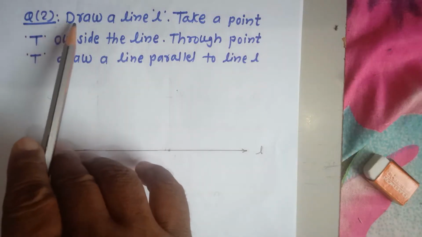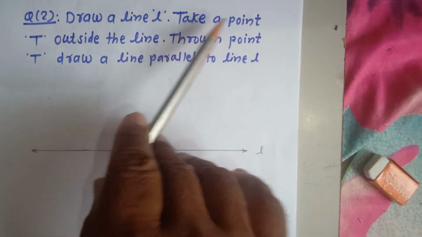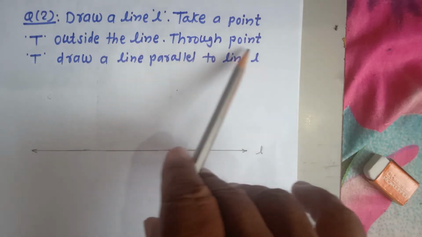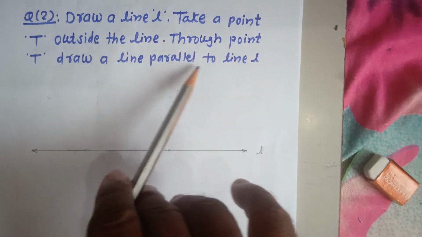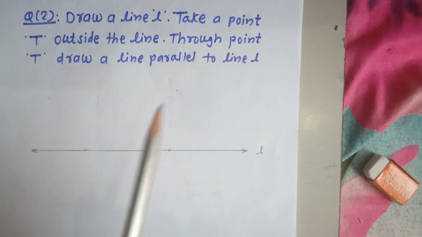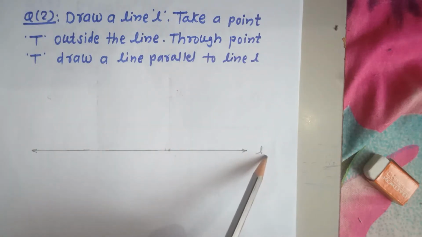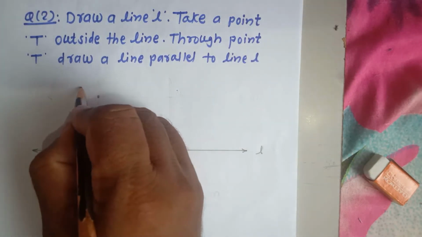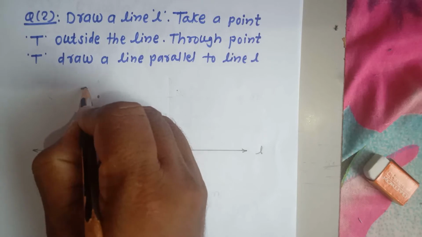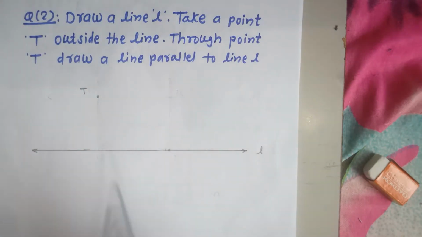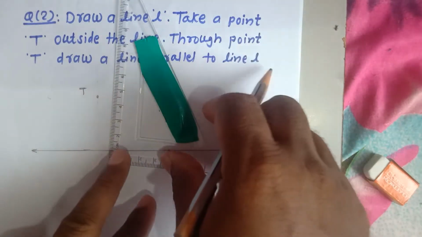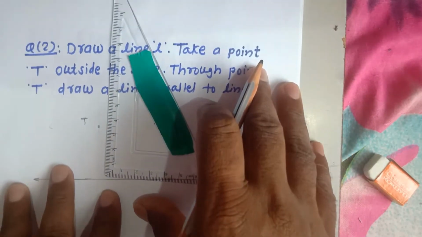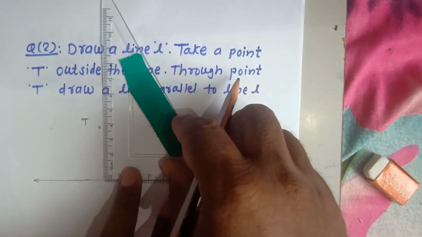Question number 2. Draw a line L. Take a point T outside the line. Through point T, draw a line parallel to line L. Now at first draw line L. Take any point T outside this line. Now take the set square containing right angle.